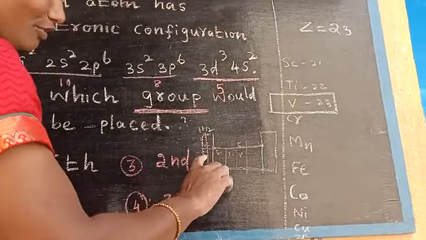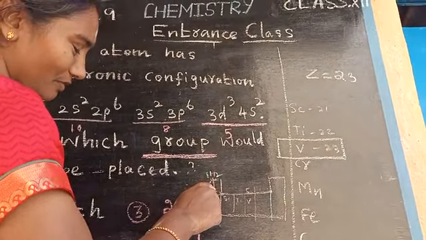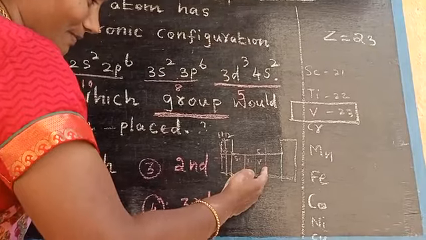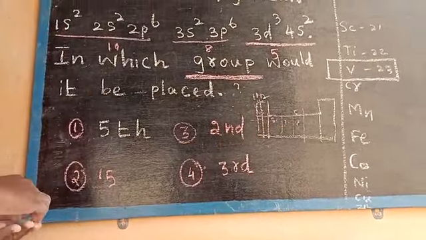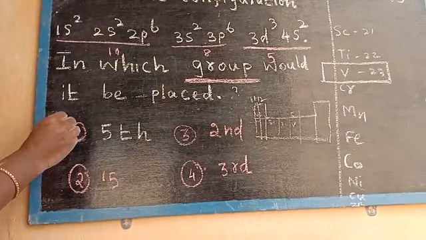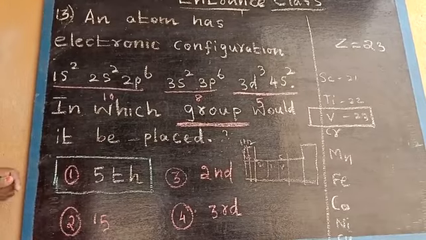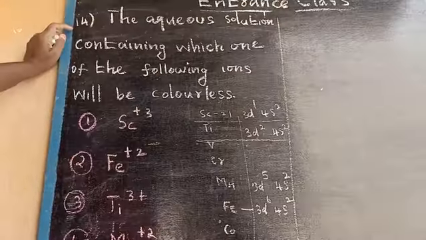Group means it moves from top to bottom, and period means left to right. Now vanadium is present in the fifth group. So what is the correct answer? Option first, fifth. This vanadium element is present in the fifth group.